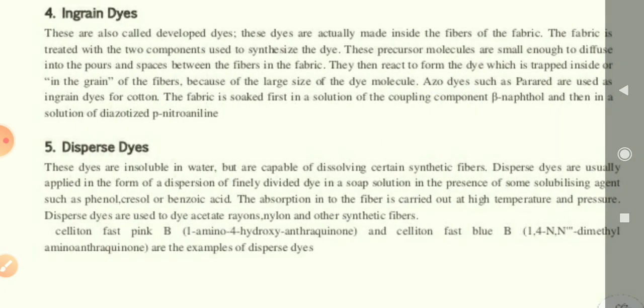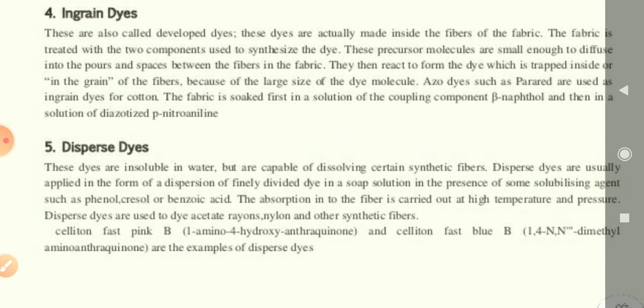The next is ingrain dye. These are also called developed dyes. These dyes are actually made up inside the fibers of a fabric, and the fabric is treated with two compounds used as precursors for the synthesis of the dye. These precursor molecules are small enough to diffuse into the pores and spaces between the fibers in the fabric. Then they react to form a dye which is trapped inside the grain of the fabric.